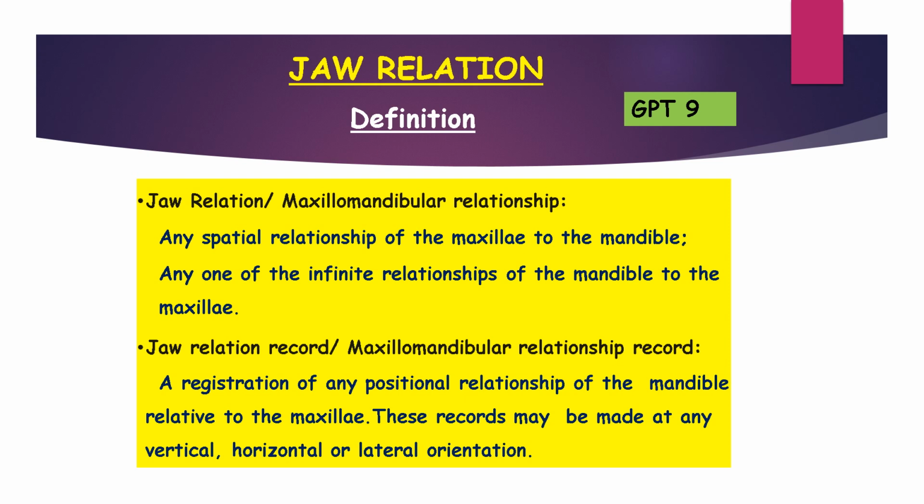Then jaw relation record, or the maxillomandibular relationship record, is the registration of any positional relationship of the mandible related to the maxilla. And these records may be made at any vertical, horizontal or lateral orientation. So that is jaw relation and jaw relation record. The record is the registration and the jaw relation is the relationship.